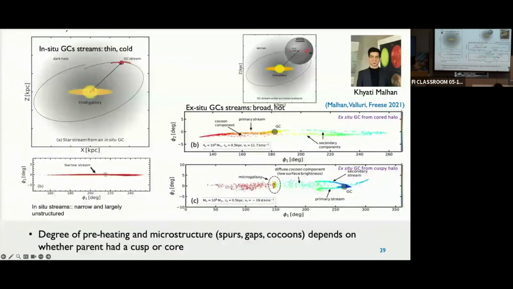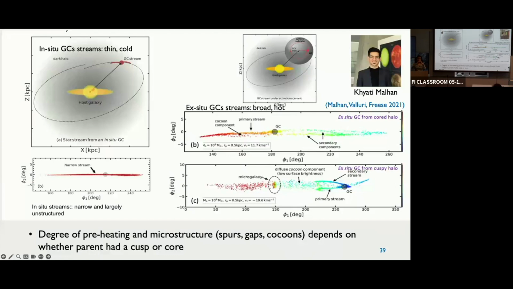And so it turns out that if you have the in situ case, that is basically a stream which is just formed in the Milky Way and is being disrupted in the Milky Way. The only potential it really feels is the potential of the Milky Way. But in this case, the dwarf galaxy is somewhere for a while. The globular cluster is in it, it's evolving. If the dwarf galaxy has a cusp, that globular cluster experiences a stronger tidal disruption than it does if it's a core, right?